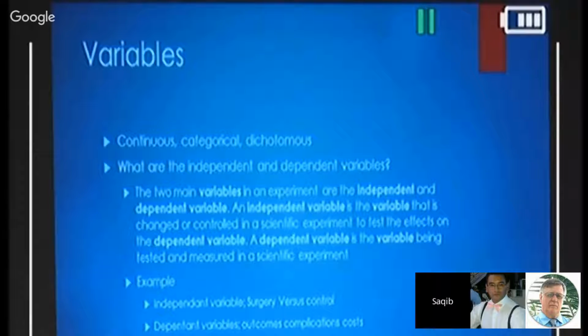Continuous variables are things like time and distance that can be measured in increments. Categorical variables are things that can be done as an integer, and within categorical variables you have dichotomous variables, which is where there's only two: yes, no, black, white. And then there are two types of variables. We look at the independent variable. That's the thing we can change. The dependent variable is all the other stuff we measure. The independent variable would be surgery versus control. Dependent variables would be outcomes, complications, and costs.